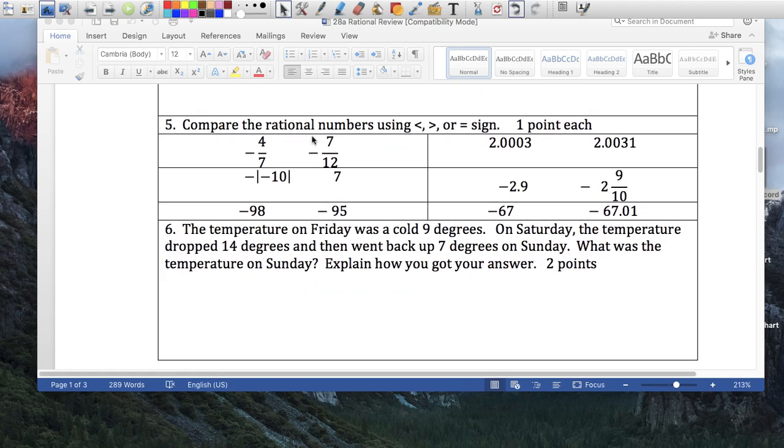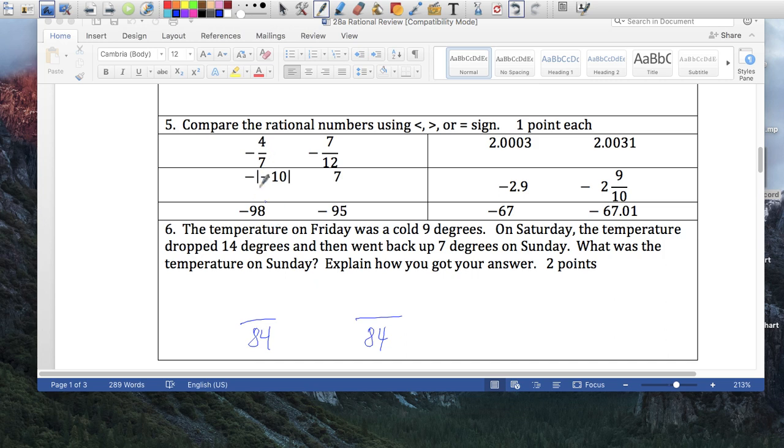Number 5 says compare the rational numbers. So here we're comparing negative 4/7 and negative 7/12. So there are 2 ways, and I think you pick whatever you're more comfortable with. Here you have 2 fractions, negative 4/7 and negative 7/12, and you can change both to decimals. If you're more comfortable, you can find an LCM. Change both fractions so that they have the same common denominator. In this case, the common denominator between 7 and 12, let's say it's 84.